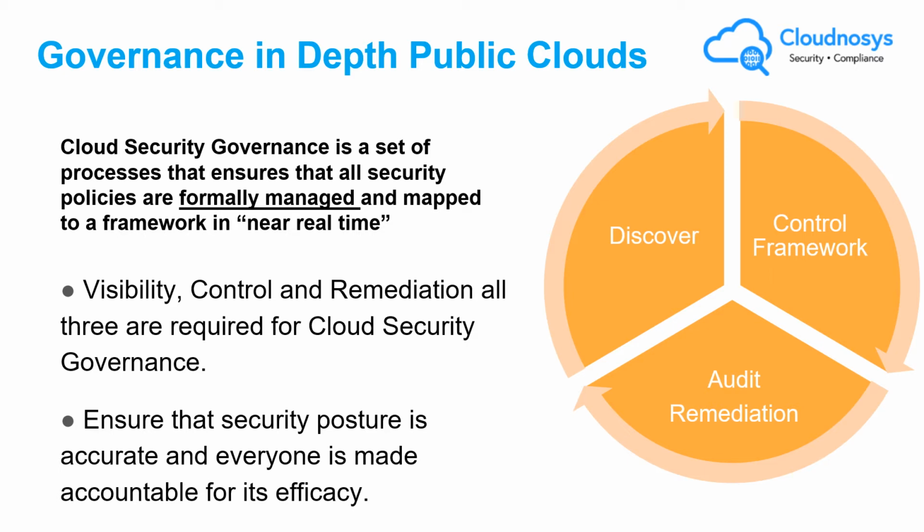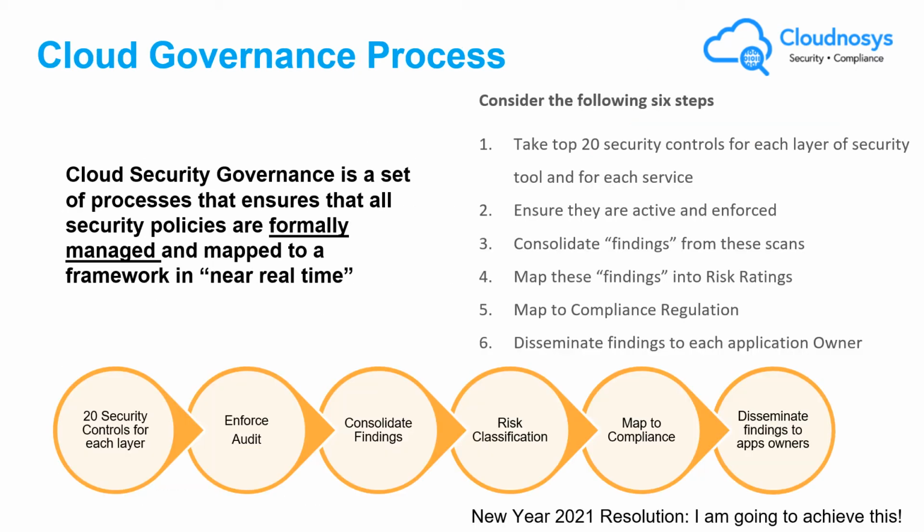Near real time means that you have to have everything analyzed on a minute by minute basis as things change in the cloud. Because as you know, cloud is all about changes in real time. We have an ephemeral environment. So what is this new process of cloud governance, and how can we deliver it quickly and see some real results in 2021?